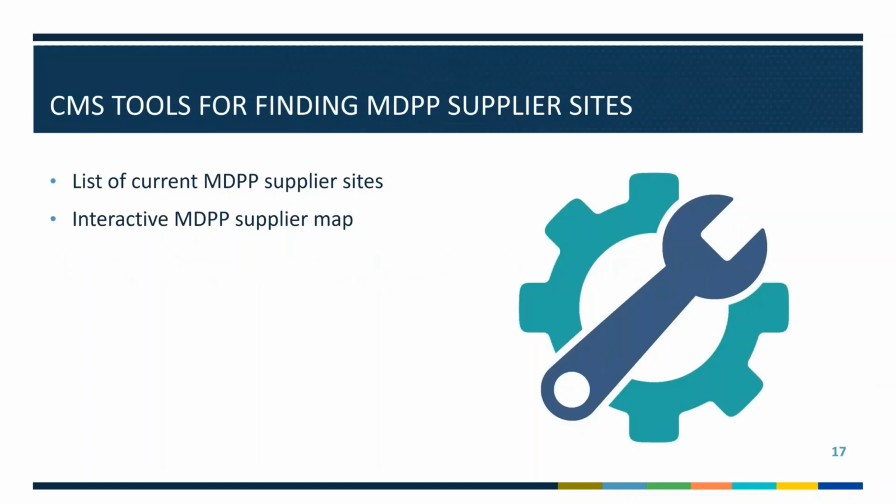CMS has two tools to help you find MDPP supplier sites in your area: the list of current MDPP supplier sites and the interactive MDPP supplier map. Both resources provide the MDPP supplier sites, locations, and contact information. In the next few slides, we will review how to use these tools. In this webinar, we refer to supplier sites, but the more technical terms are administrative locations and community settings.